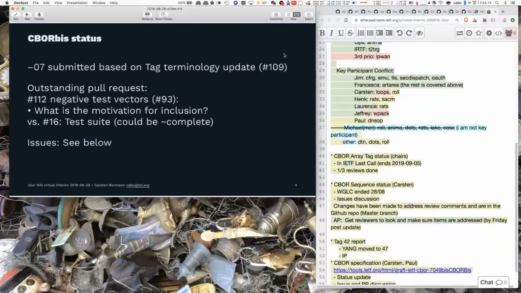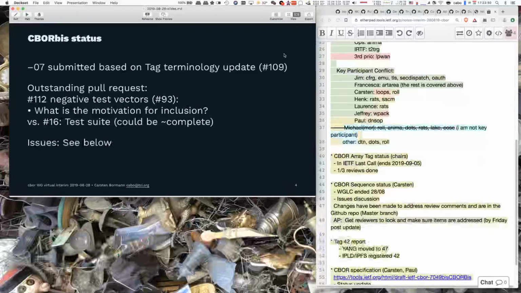Paul submitted -07, which is basically just a checkpoint because there was a ton of editorial changes, and when we now start making technical changes again, it's very confusing to have all these editorial changes in a diff. So that's the main reason why there is a -07 out there. And when you review that, the point really was to get the tag terminology right. And I have some more slides about that later.